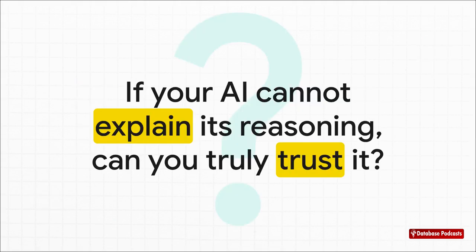So I'll leave you with one last thing to think about. As AI gets more and more powerful and weaves itself into every part of our lives, being able to explain why it does what it does, well, that stops being a nice-to-have technical feature and becomes the absolute bedrock of trust. Because really, if your most powerful AI can't tell you why, can you truly trust its answer?